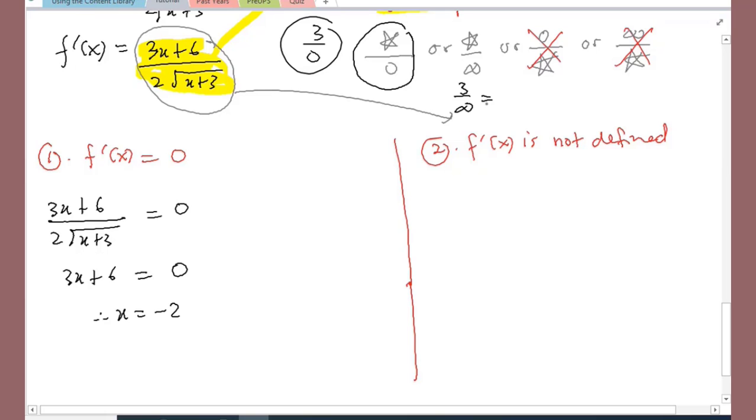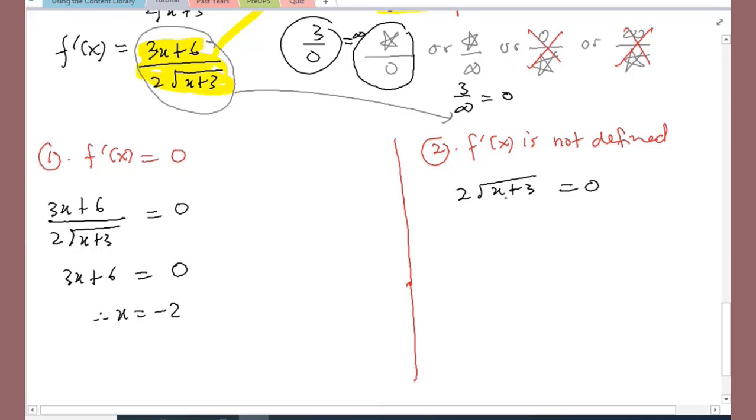3 over infinity is equal to, say, 3 ringgit divided among 1,000 people. So this one is almost what? Almost 0. So 3 over 0 is equal to infinity, right? Undefined. Okay, so this one is equal to 0. When this denominator is equal to 0, this function f prime of x is not defined. If it is not equal to 0, then this function is defined.